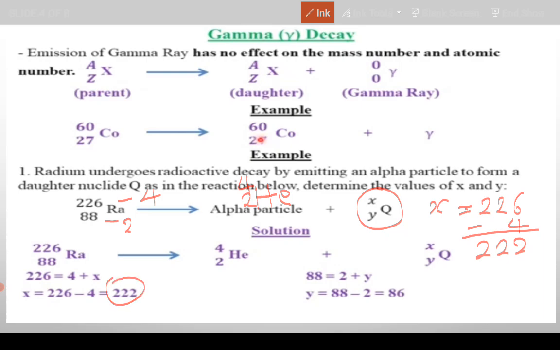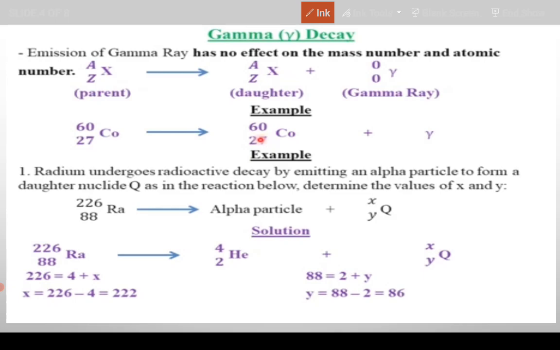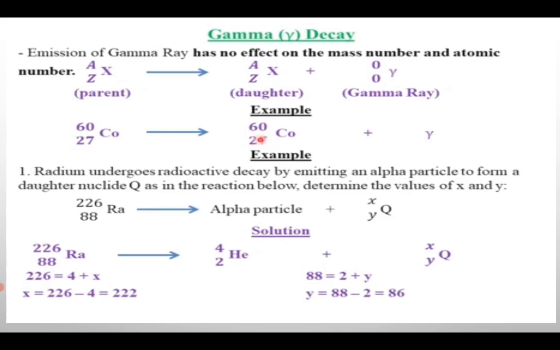Similarly, the atomic number is going to go down by 2. So in this case, Y here should be equal to the original atomic number, which was 88, subtract 2, which gives us 86. So which is this one here. So you can do that in any case where you're given enough information. You should be able to find what is not known.